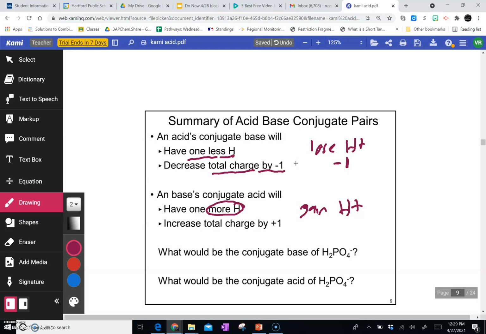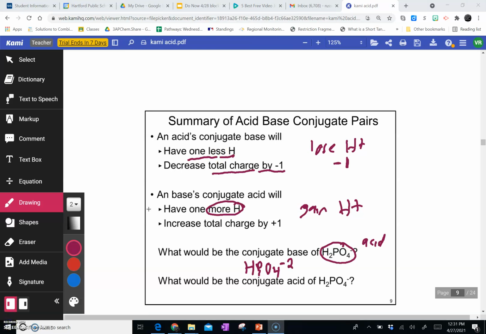So for the questions, it says, what would be the conjugate base of H2PO4-? So that means that this is acting like an acid. When we ask for its conjugate base, we want to know what it's going to become after it acts like an acid. So it's going to lose an H. And since it lost something positive, it's going to become one more negative. So it's going to be -2.